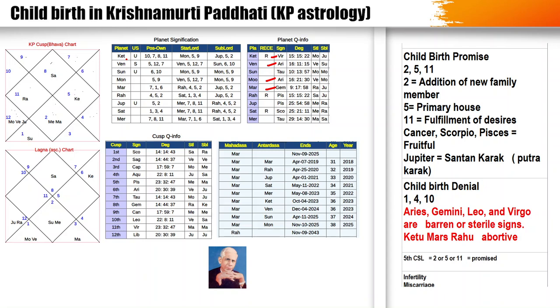Now let's look at Venus. So Venus here, you see Venus is indicating the 12th house, which is not good for childbirth. And here also the 12th house. Here it is indicating the 10th house, which is not good for childbirth. And on top of it, Venus is in Aries, which is a barren sign, and it is deposited in its own star. So this is also a barren sign. So Venus is also not promising at all.